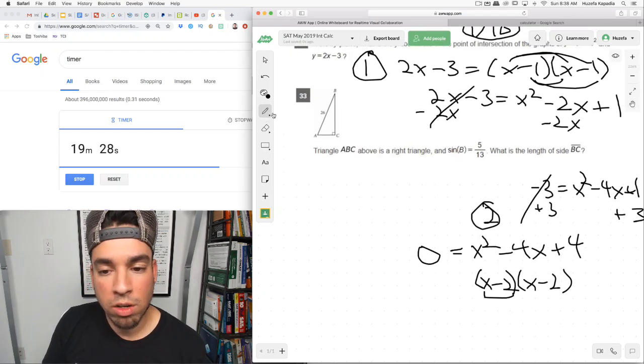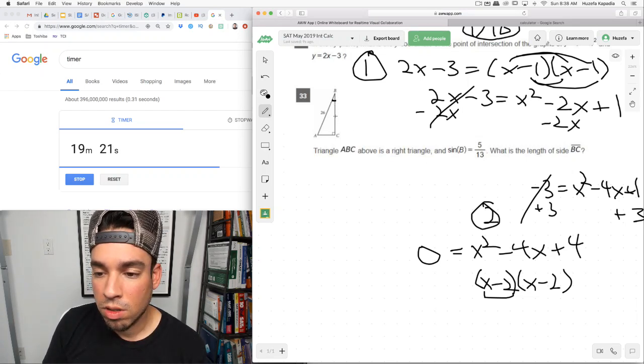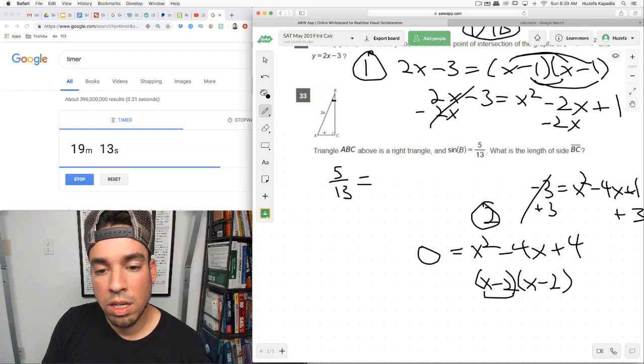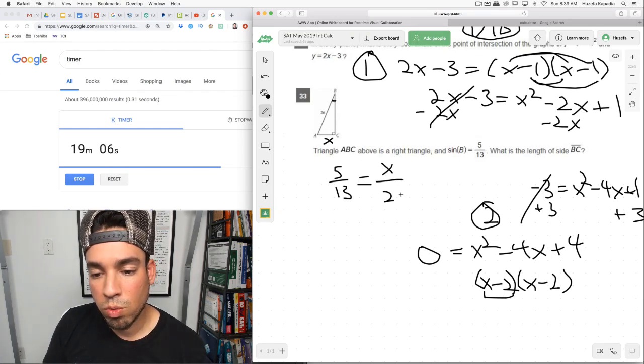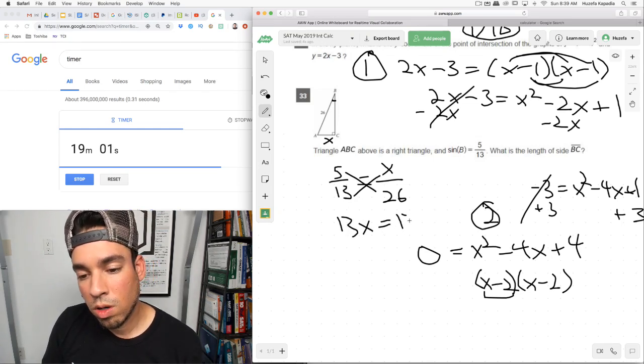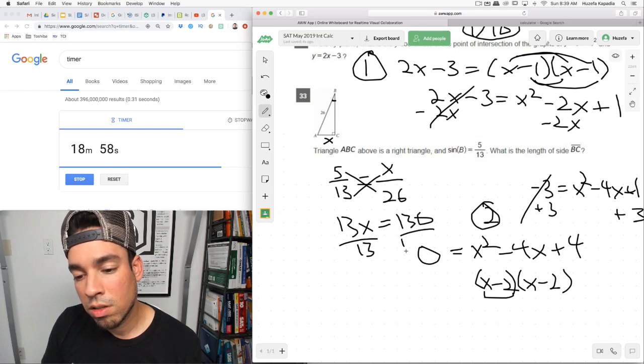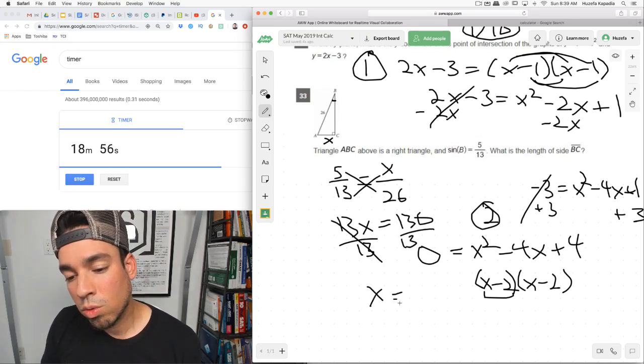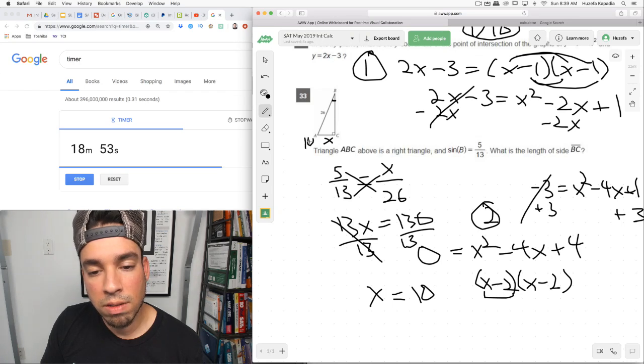Next, in the triangle ABC above is a right triangle, and sine of B, of this angle right here, is 5. And sine is opposite over adjacent. So sine of B is 5 over 13. And if I call AC x, I know that, and sine of B is opposite over adjacent, which is x over 26. Cross multiply, 13x equals 130, divide by 13. X equals 10. So I already know this side here is 10.